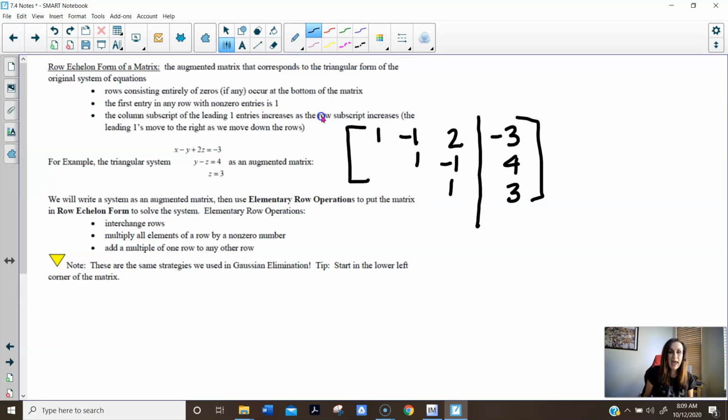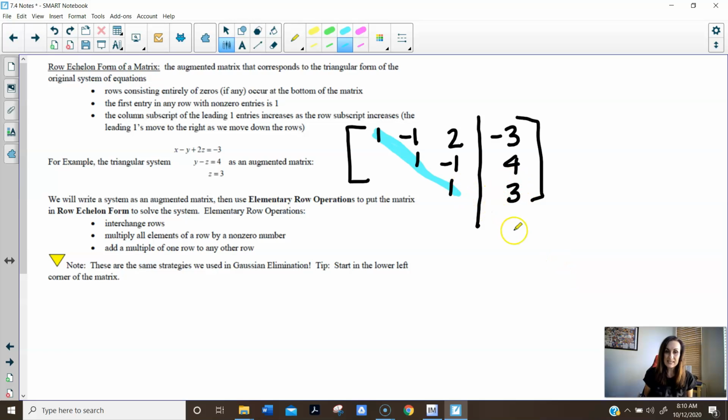Let's look at this pattern. So when we see this augmented matrix, do you notice that if we start in the upper left corner, we have ones going diagonally? This is what a row echelon form matrix looks like. And if we have a row echelon form matrix, we can figure out what x, y, and z are.